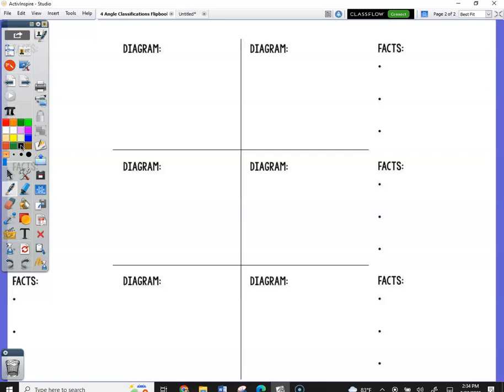Okay, top right corner, adjacent angles. I'm going to tell you what to draw. I'm going to tell you 3 facts, and then we're going to move on to the next one. I want you to draw with your ruler a large open angle that's obtuse with a ray coming out of it.